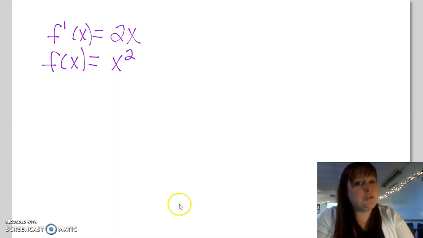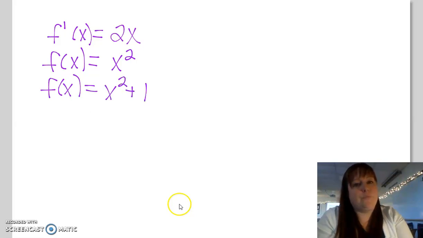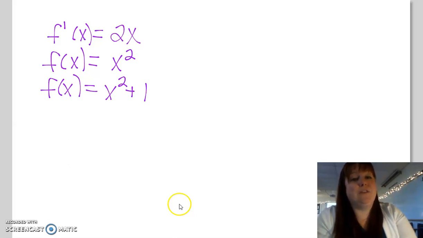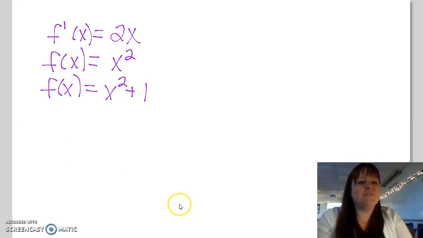Are you 100% sure on that? Could it have also been x squared plus 1? Would the derivative of x squared plus 1 equal 2x? I feel kind of like Dora the Explorer here. I'm like, can you say derivative?